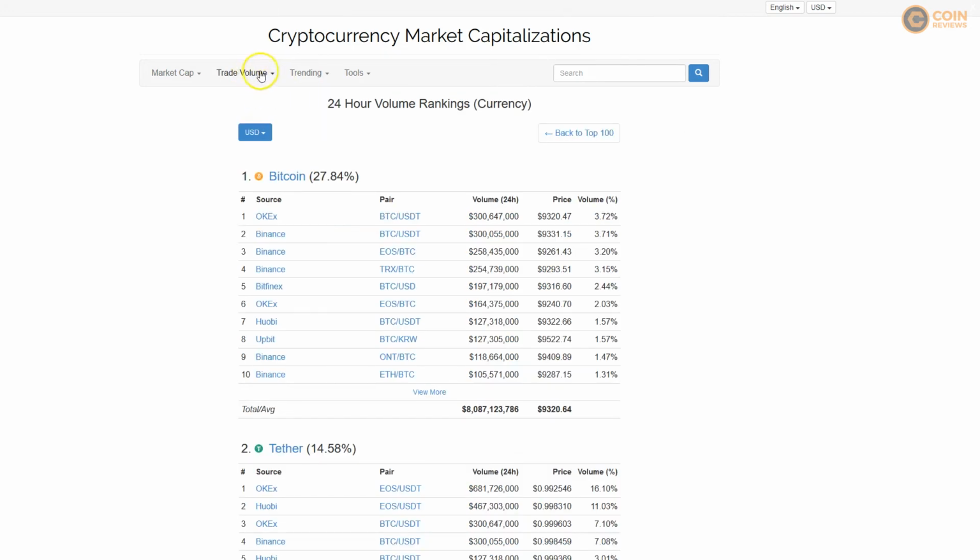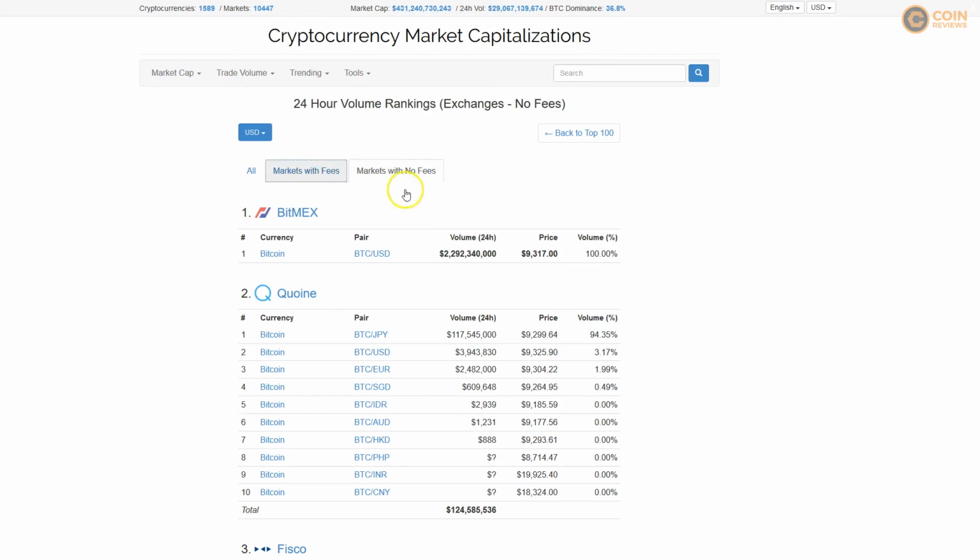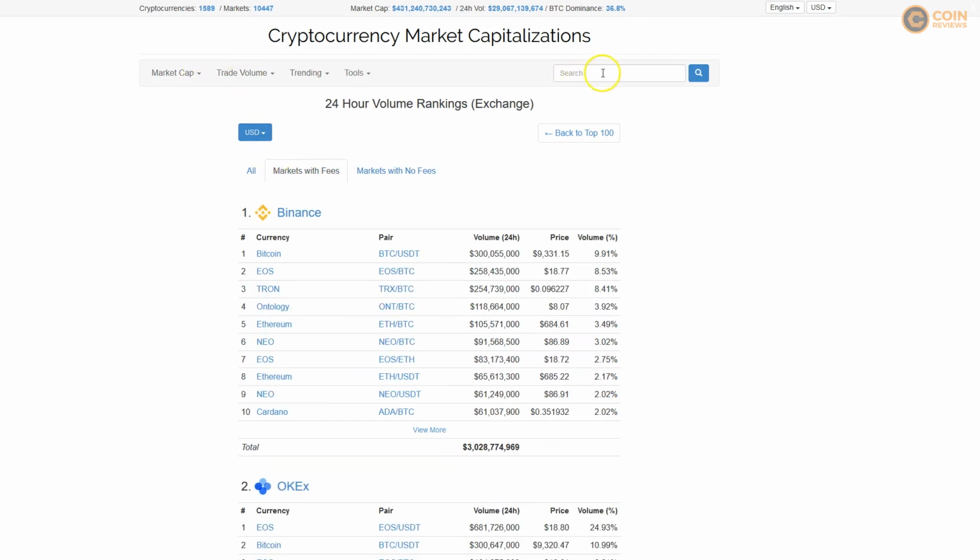Okay, so you can look at trading volume by going up here. You can look at it by currency, or we can look at it by exchange. And then even within exchanges, you can look at markets with fees versus markets without fees. So yeah, that's basically it. Those are the basics of CoinMarketCap.